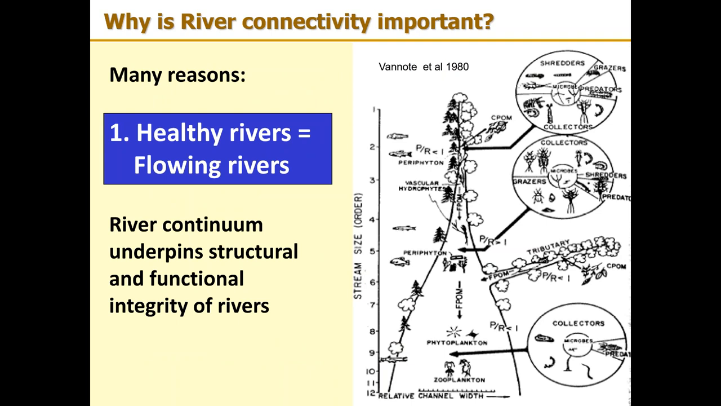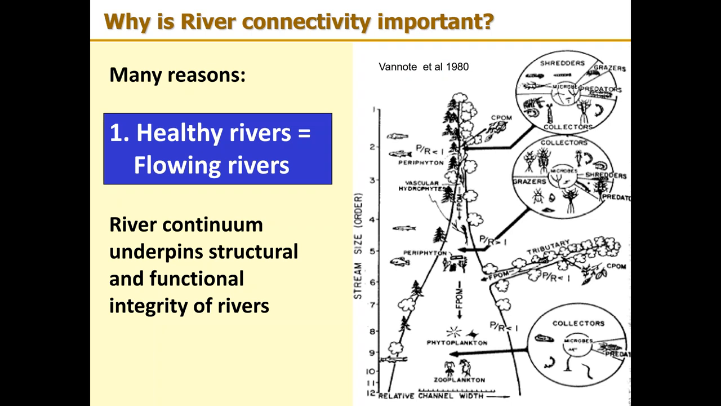Now, why is river connectivity important? Well, I can think of many reasons. I'm sure you can think of other reasons as well, but perhaps the single most important reason is the following: healthy rivers are flowing rivers. It's not sufficient, but it is a necessary condition for a healthy river that it should flow. And this is not new, of course. This stems from the river continuum concept that was developed in the early 80s. And basically it says that you don't find abrupt or sudden discontinuities in a river ecosystem.